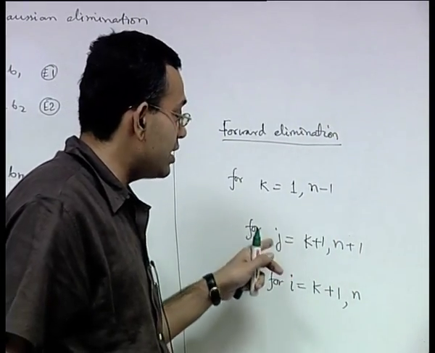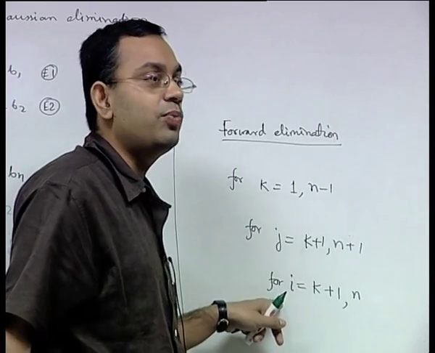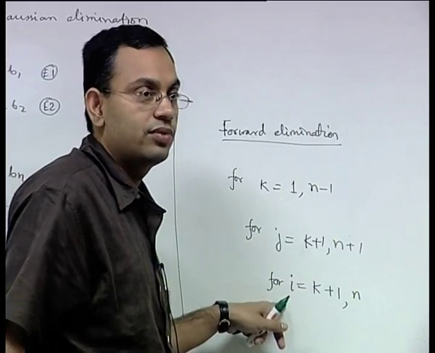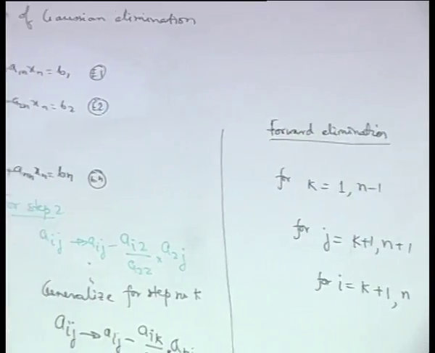Now next, is it legitimate to put the for loop on j first or for loop on i first? Which one should we do? Let us try to see. See what calculation we will be doing, it depends on that.